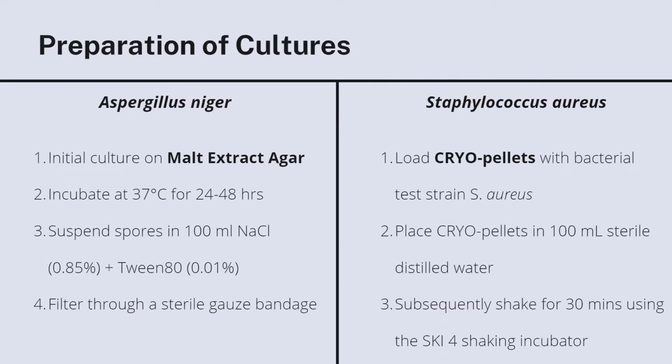For the production of Aspergillus niger stock solution, a pure culture was initially cultured on malt extract agar and incubated at 37 degrees Celsius. Following an incubation period of 24 to 48 hours, a randomly selected portion of spores was suspended in 100 milliliters of NaCl plus Tween 80 and filtered through a sterile gauze bandage. For Staphylococcus aureus, the cryo pellets loaded with bacterial test strains were placed in 100 ml sterile distilled water and subsequently shaken for 30 minutes using the SKI4 shaking incubator.